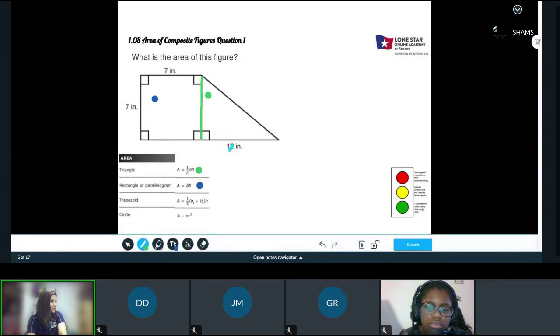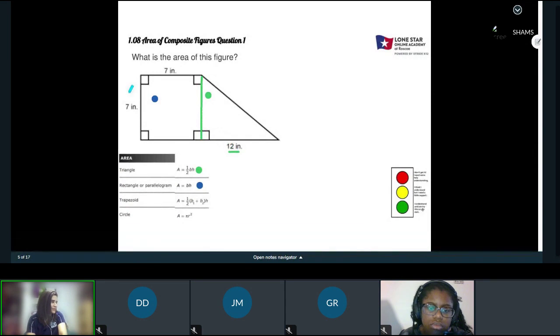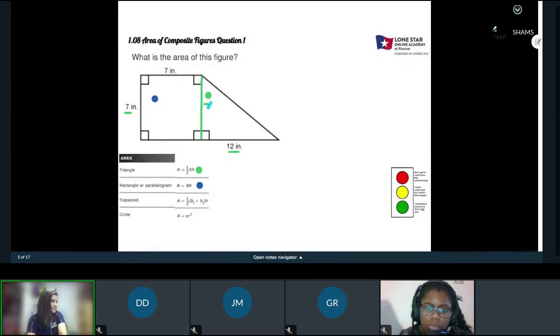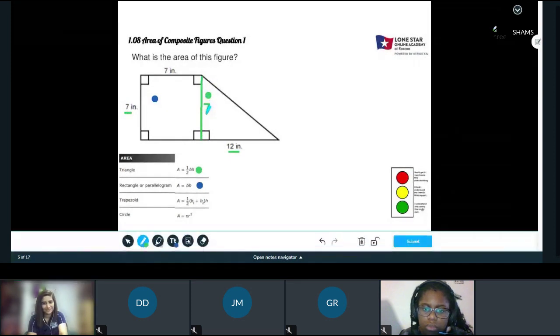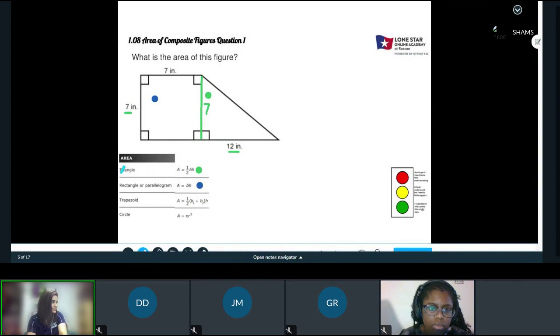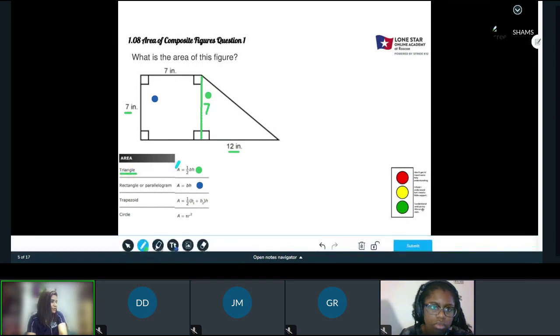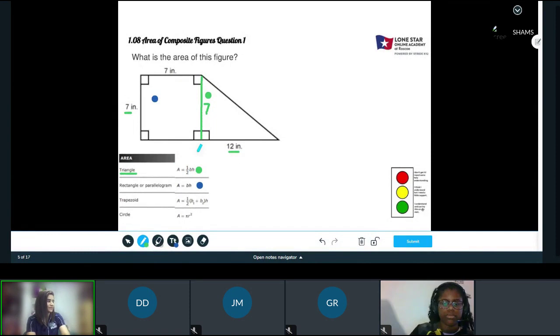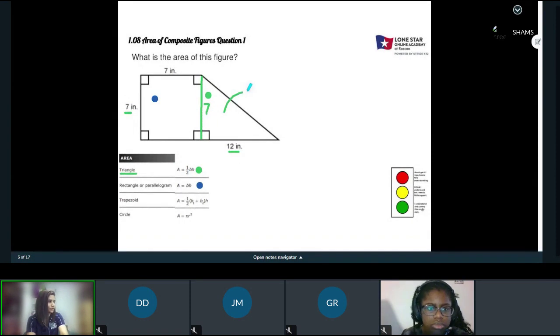Base being 12 inches, I'm going to grab the height from here. Because this is 7, I know that the height of the triangle is also 7. Then I can easily use this formula. The formula for a triangle says A equals 1/2 base times height. So multiply base times height and then divide it by 2. That's how you can do half of base times height. And I will show you how to do it.